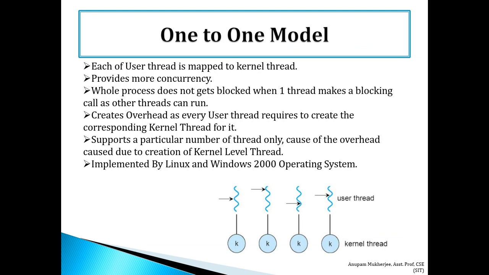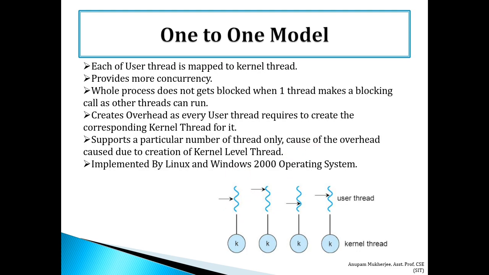The whole process does not get blocked when one thread makes a blocking system call. So in that diagram, if a particular user level thread performs a blocking system call and its kernel level thread is blocked, then the remaining threads are free at the time, so the entire process will not be blocked. But it creates overhead, as every user thread requires creating a corresponding kernel thread for it.